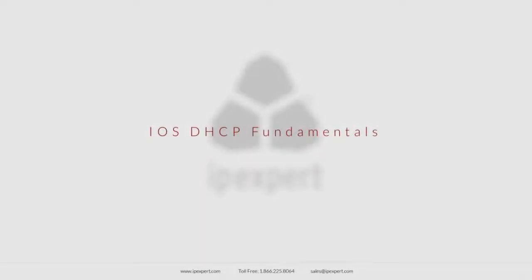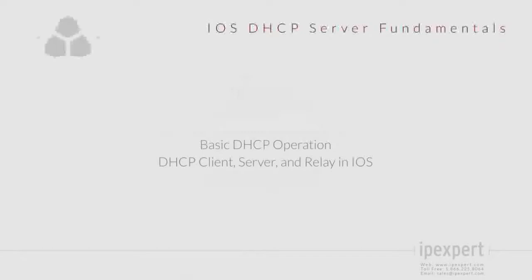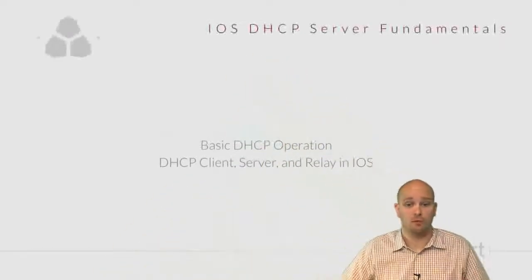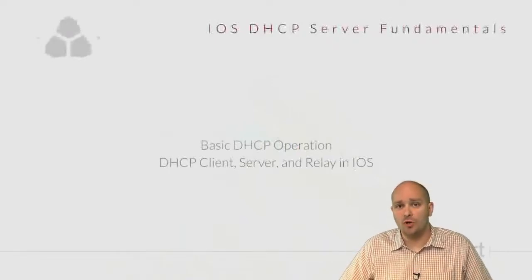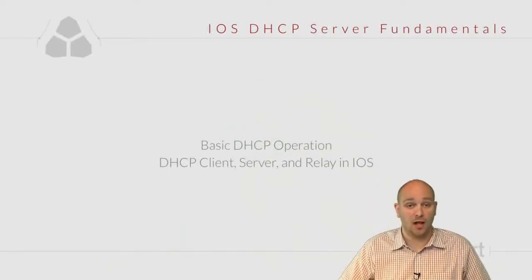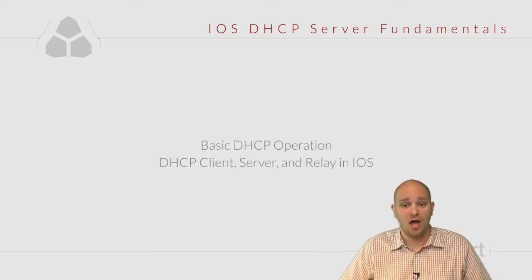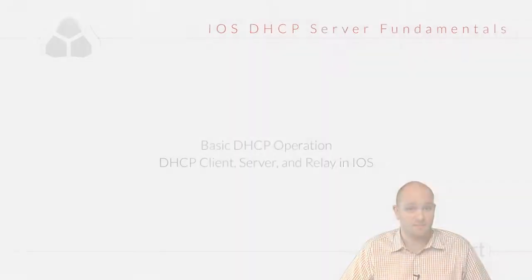In a campus network of almost any size, it is more than likely that we are going to encounter IP address and other optional assignments using Dynamic Host Configuration Protocol, or DHCP. In this module, we are going to talk about IOS DHCP fundamentals. First we will cover basic DHCP operation, how the clients and servers communicate with each other, and then we will see how the DHCP client, server, and DHCP relay are configured in Cisco IOS.